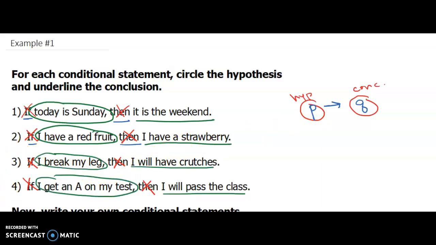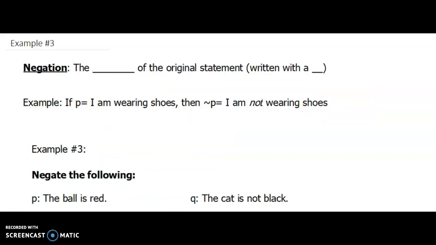All right, so on 3, you should have circled, I break my leg, and you should have underlined, I will have crutches. And on number 4, you should have circled, I get an A on my test, and you should have underlined, I will pass the test. We'll do several more examples of these as we go.